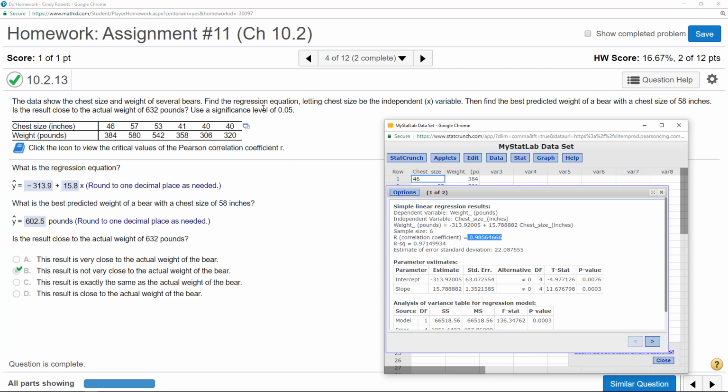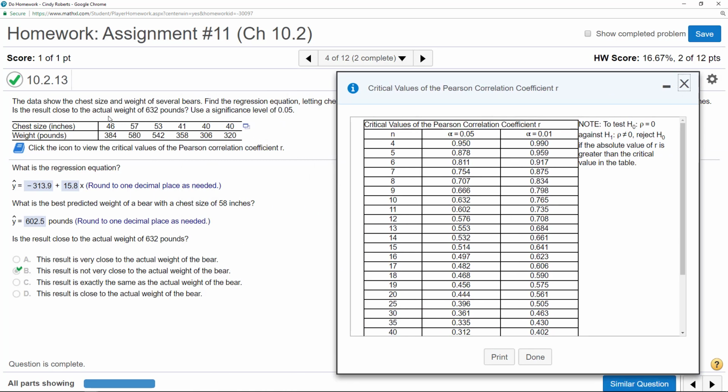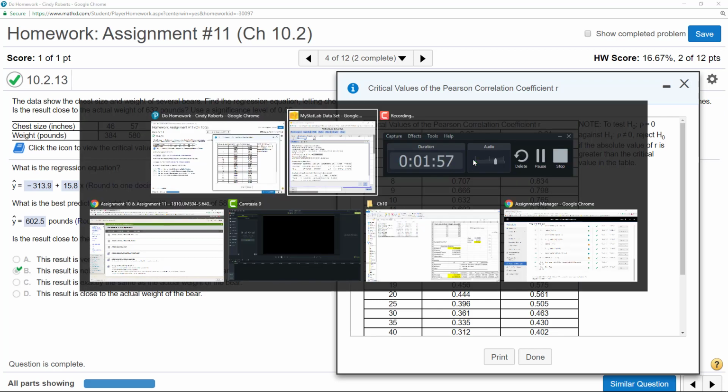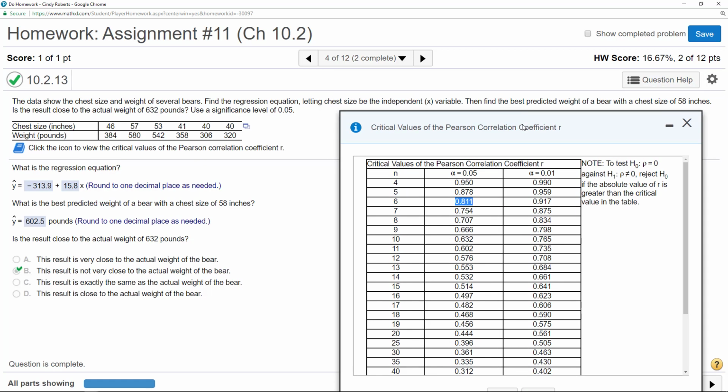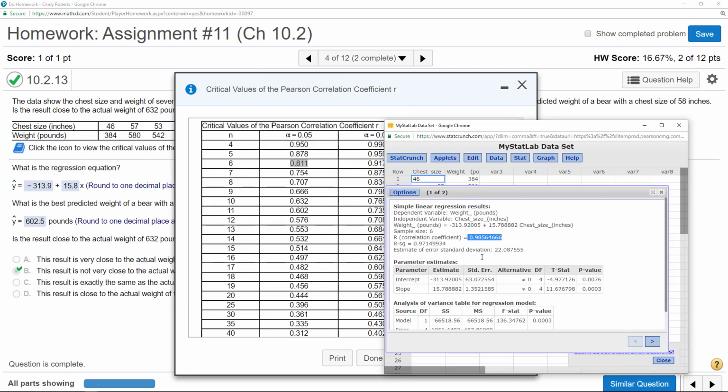So our critical value, they said use a significance level of 0.05, and they give you the little table here. So I click on the table. There's 1, 2, 3, 4, 5, 6 bears. So I look at 6 under alpha 0.05. And I certainly see what I had for my correlation coefficient. If I can get it back here, 0.98 is certainly way larger than that.